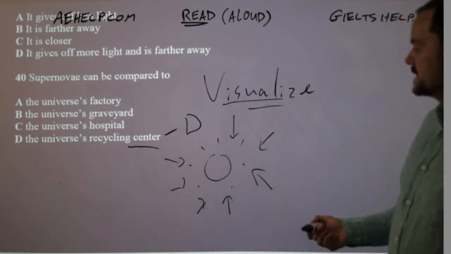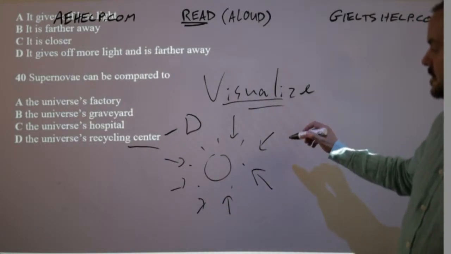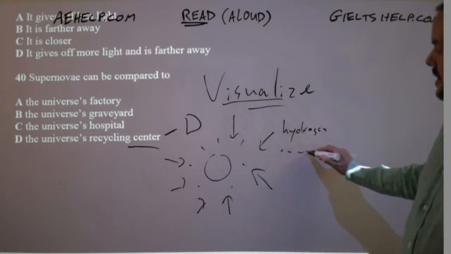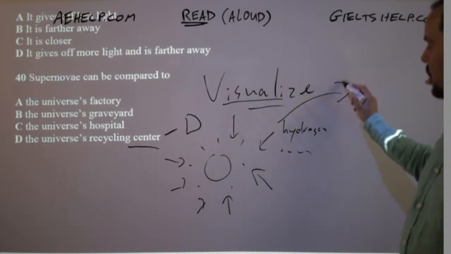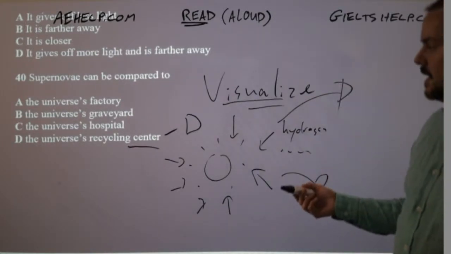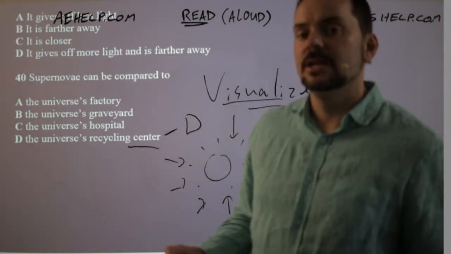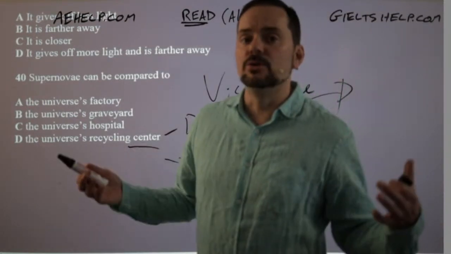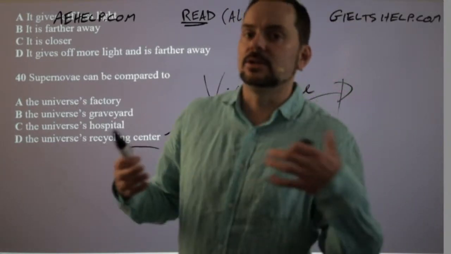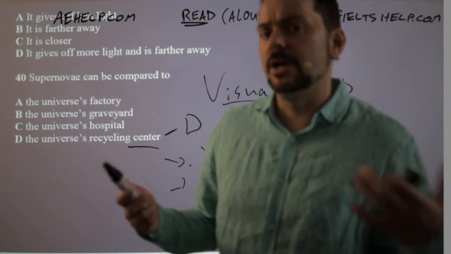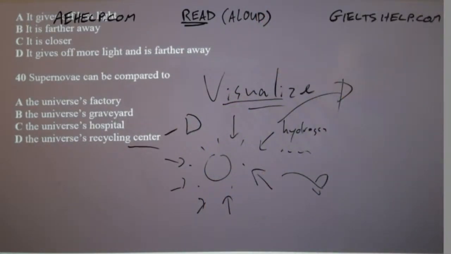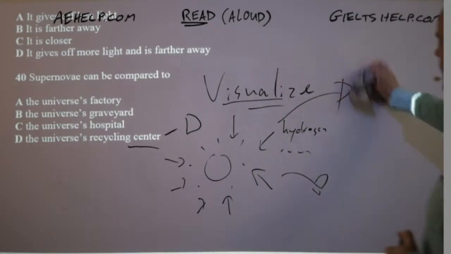So first of all, it's sucking up and converting energy. So it's taking the hydrogen and then it's making these other particles. Then eventually it explodes. And then those particles become planets and stars again. And then eventually it explodes again. So it's kind of like constructing, deconstructing, constructing, deconstructing. And that's kind of what a recycling center does. So D, I think, is better of an answer than factory. Okay.